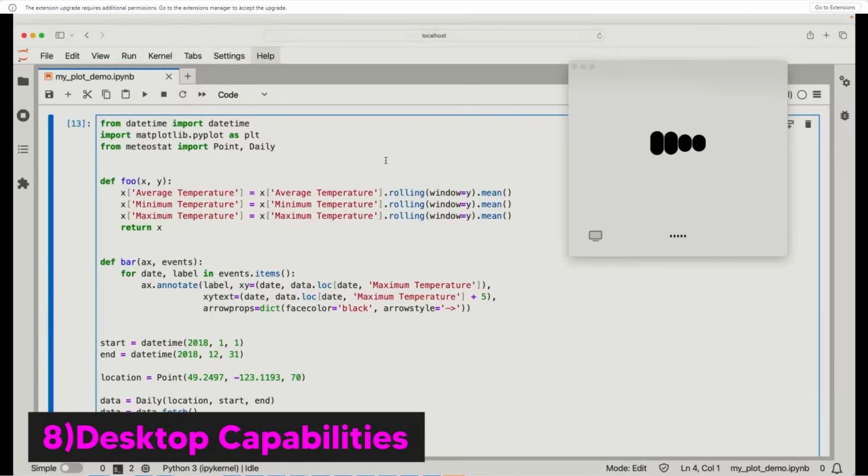Sure. The function foo(x, y) takes in a data frame x containing temperature data and a window size y for calculating the rolling mean. It smooths the average temperature, minimum temperature, and maximum temperature columns by applying a rolling mean over the specified window. With the foo function, the plot would show smoother temperature lines because the rolling mean reduces the noise or fluctuations in the data.